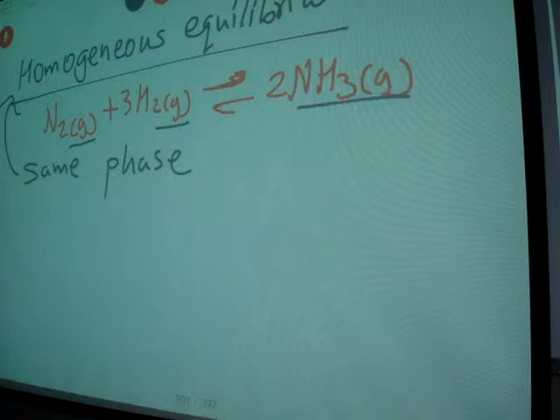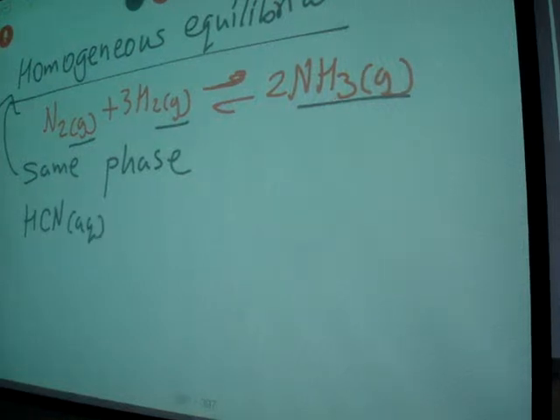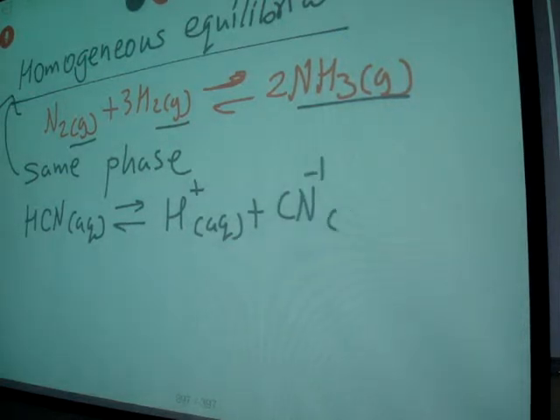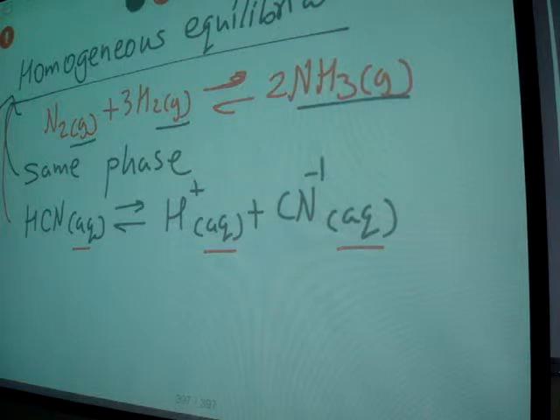Or let's say, for example, if we have HCN aqueous, which is in the same phase with the products, aqueous phase, CN minus aqueous phase. And when you see this aqueous on all the sides, that's called homogeneous equilibria.